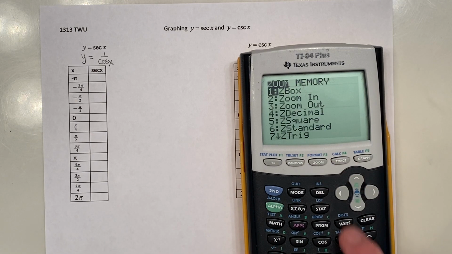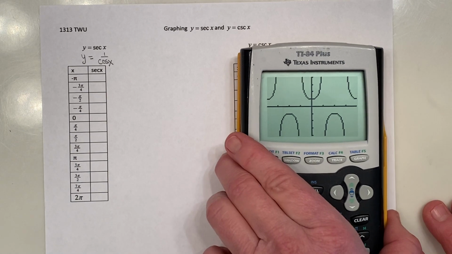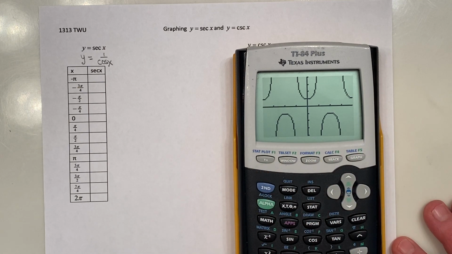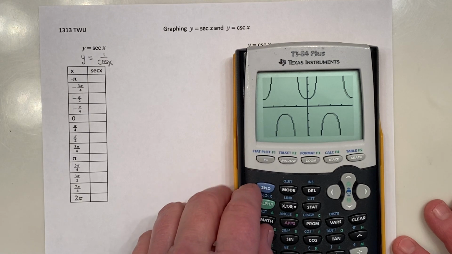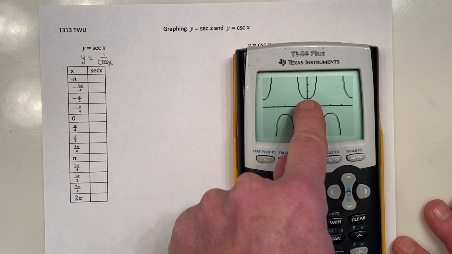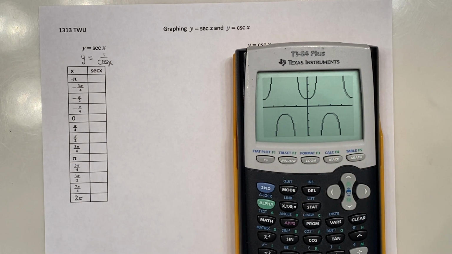Okay, we're going to do our zoom 7 window. As we observe the graph here, it appears that we have these parabolic shaped pieces of this secant graph that are alternating, opening up and opening down. So when we talk about the period, it's not going to be that we just have one upward or one downward opening parabolic shaped graph. To complete one period, we're going to need both an up and a downward appearing parabolic graph.